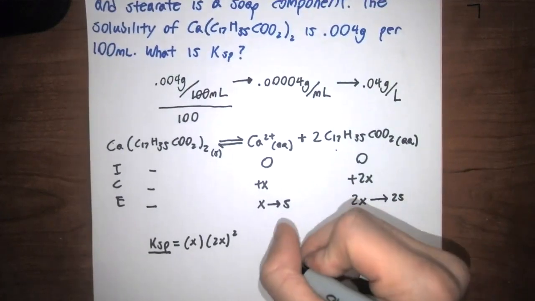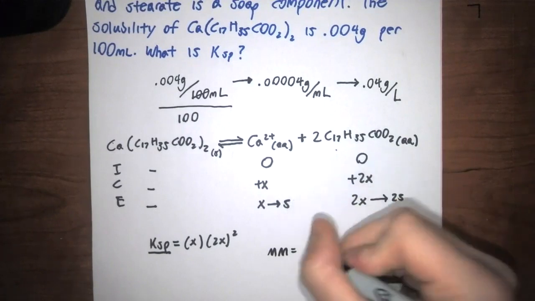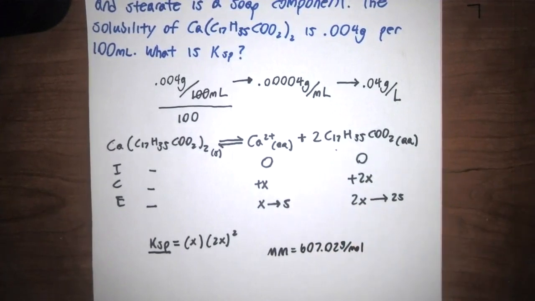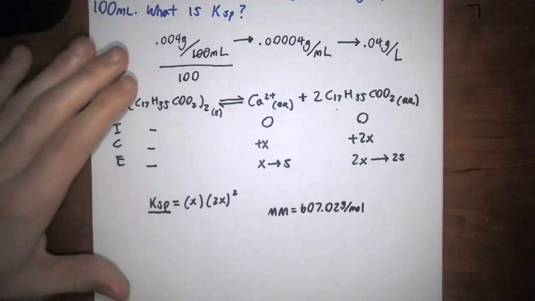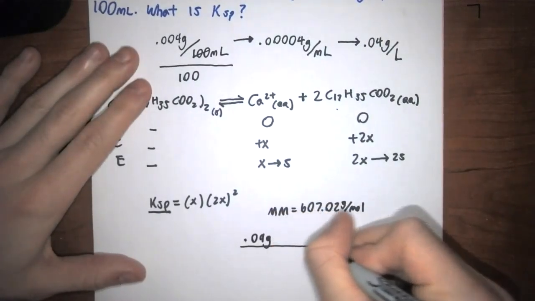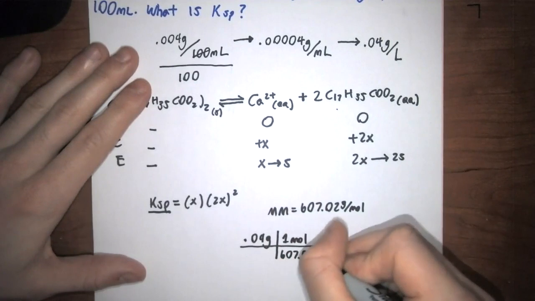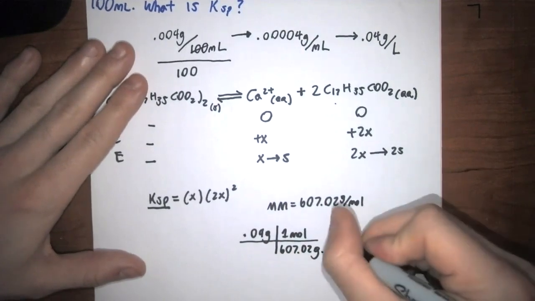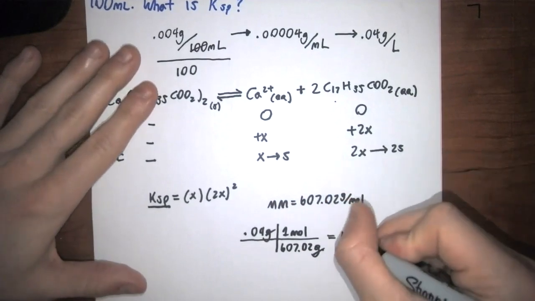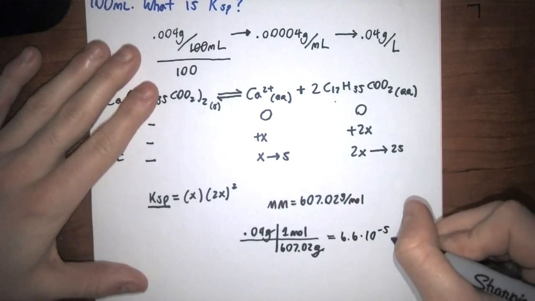Again, this is Chem 109 review, calculating molar mass. If you did the molar mass right, you should have gotten 607.02 grams per mole. Okay, so I have 0.04 grams, and then in 1 mole, I have 607.02 grams. So grams cancel, and I now have, let's round, 6.6 times 10 raised to the -5 moles per liter.